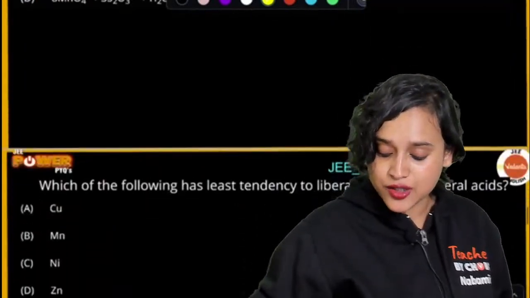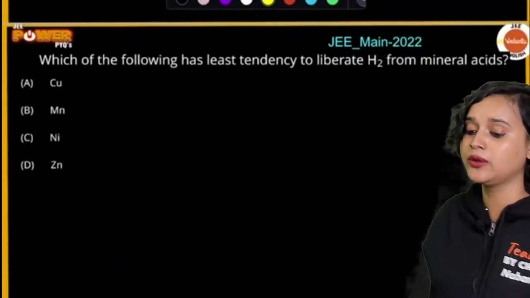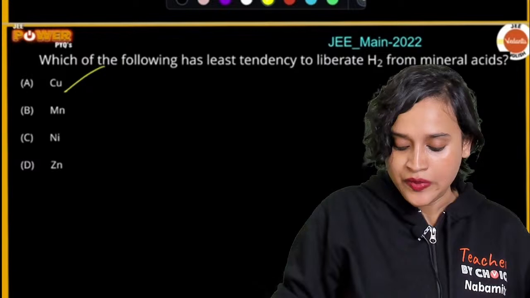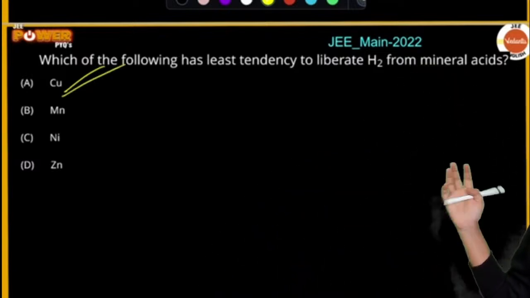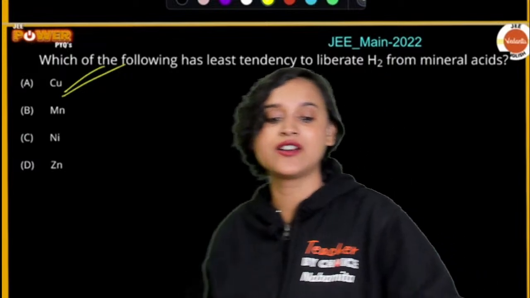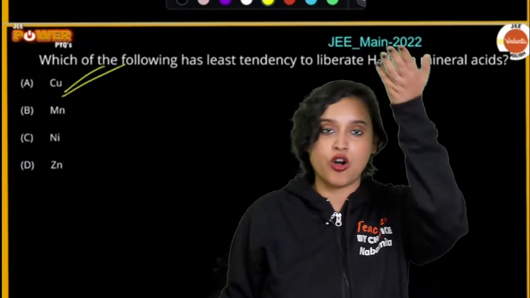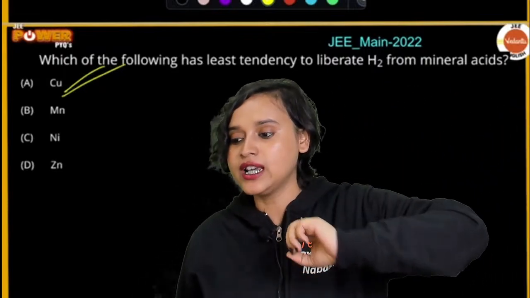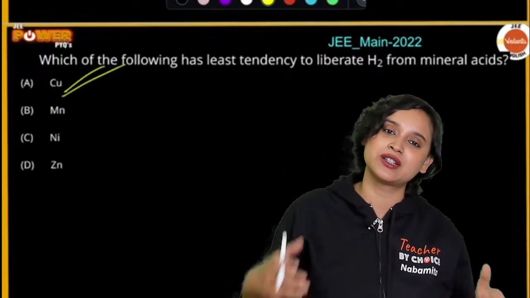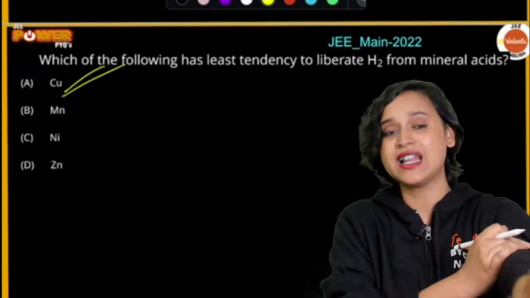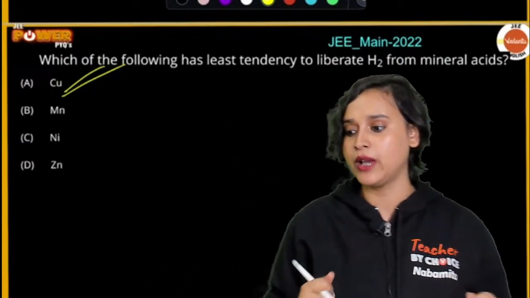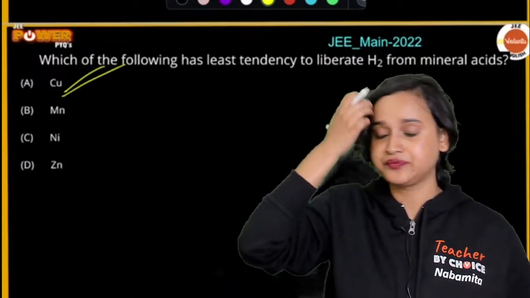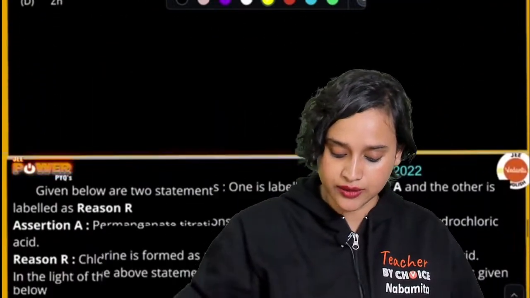Chalo. Next question. Which of the following has the least tendency to liberate hydrogen from mineral acids? Even without reading the question, you can write that it has to be copper. Copper can never displace hydrogen from mineral acid because copper is below hydrogen in the electrochemical series. You can answer without even picking up your pen. Chalo guys, moving on to the next question.